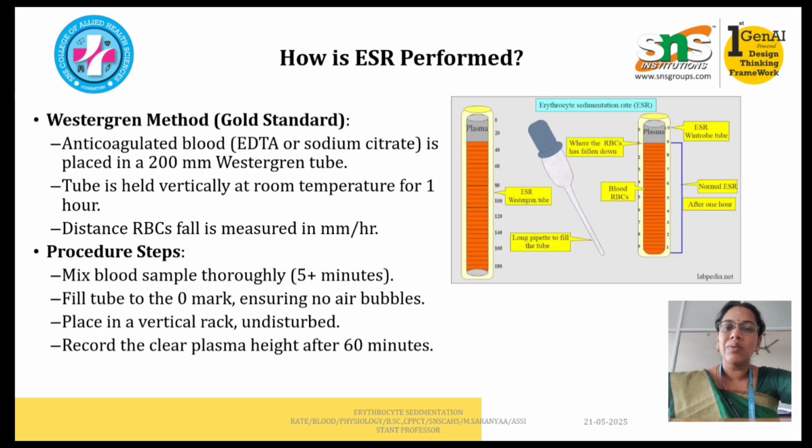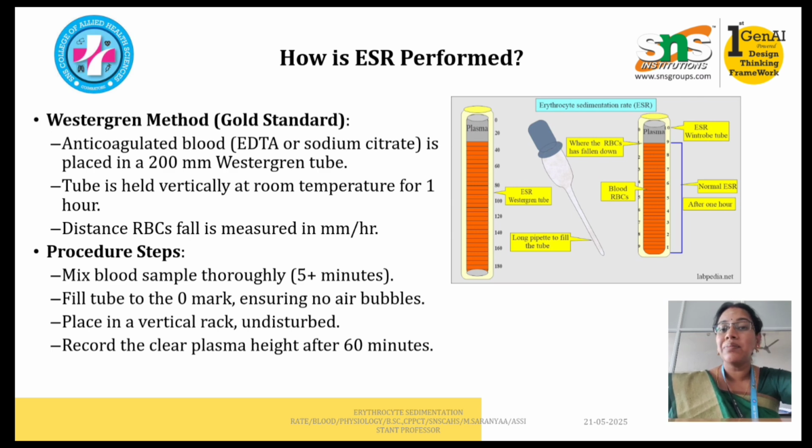So what is ESR and how is it done? Actually, it is done through the Westergren method, the gold standard. It uses a vertical tube. We add anticoagulated blood into the vertical tube, which is almost 200 mm long. We place the tube at room temperature, and we measure how much time the RBCs take to fall, with rouleaux formation. The procedure involves mixing the blood thoroughly, filling the tube from the 0 level, and placing it in a vertical stand.